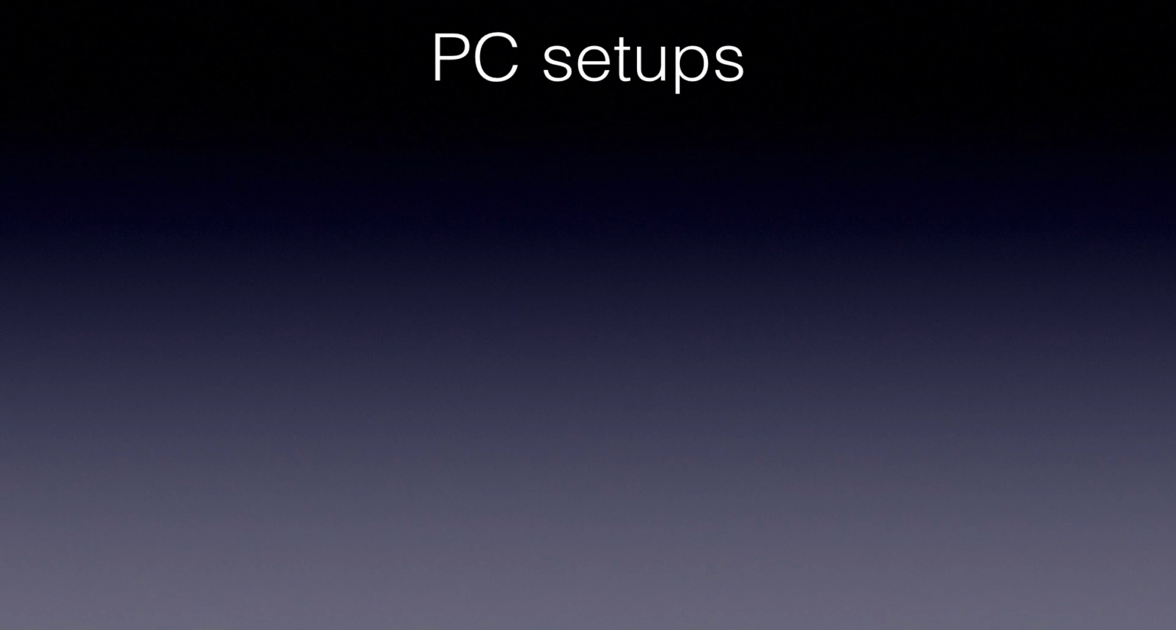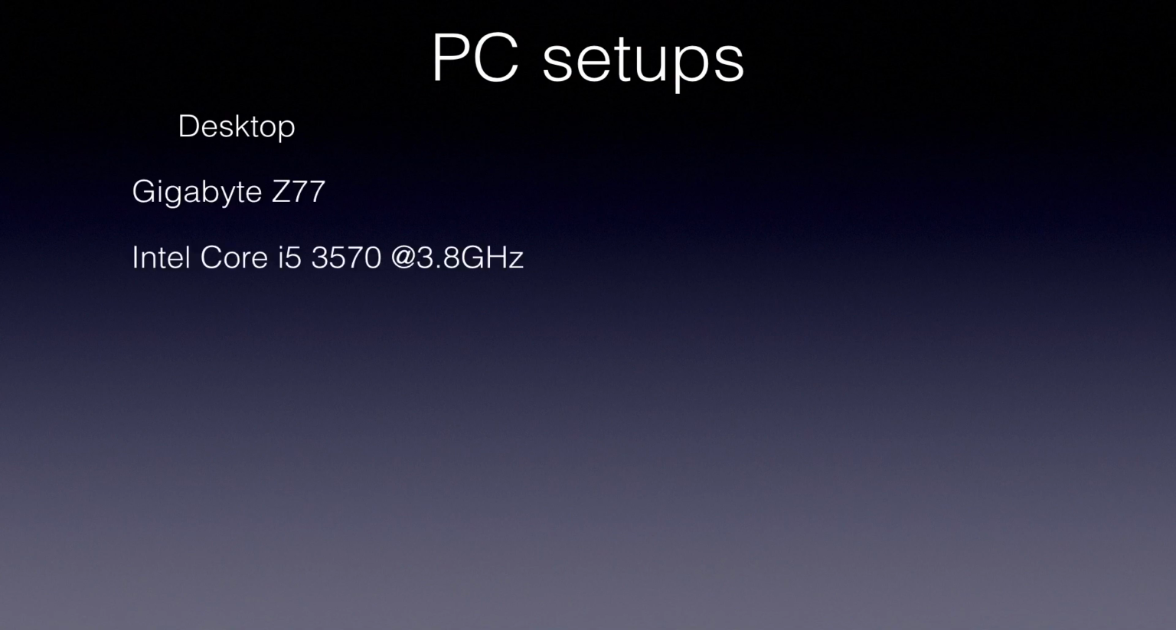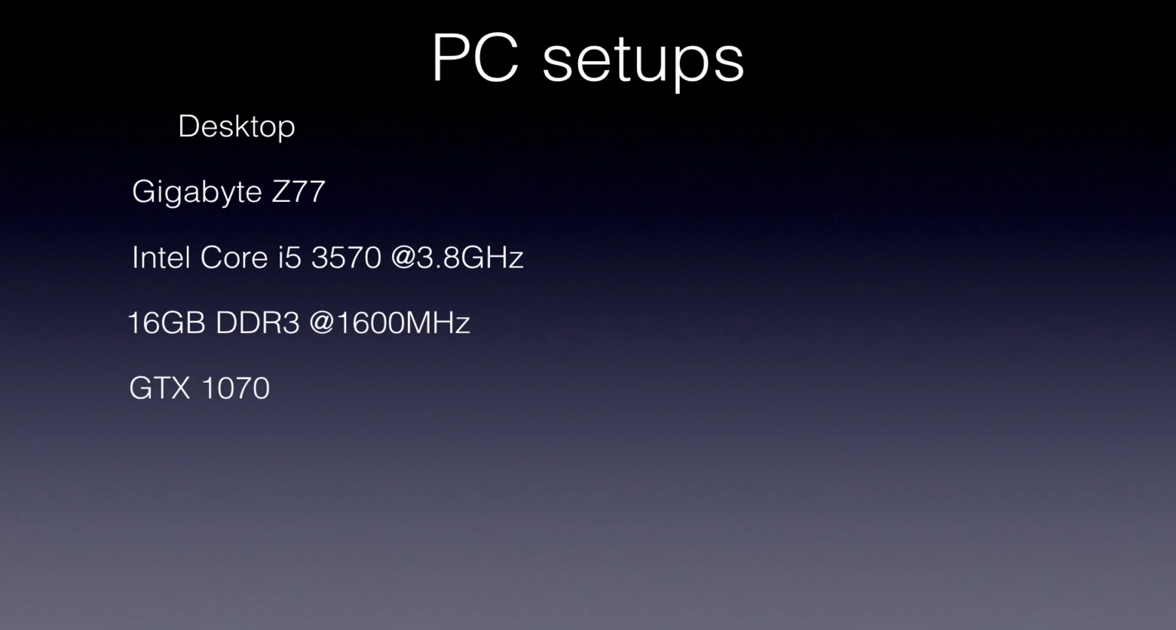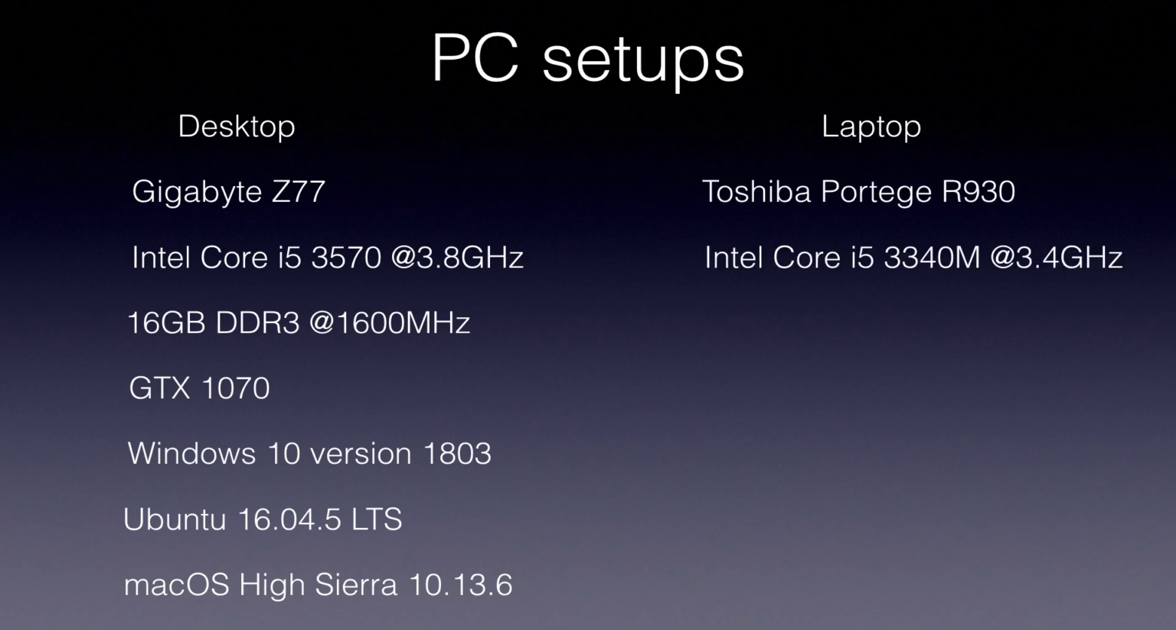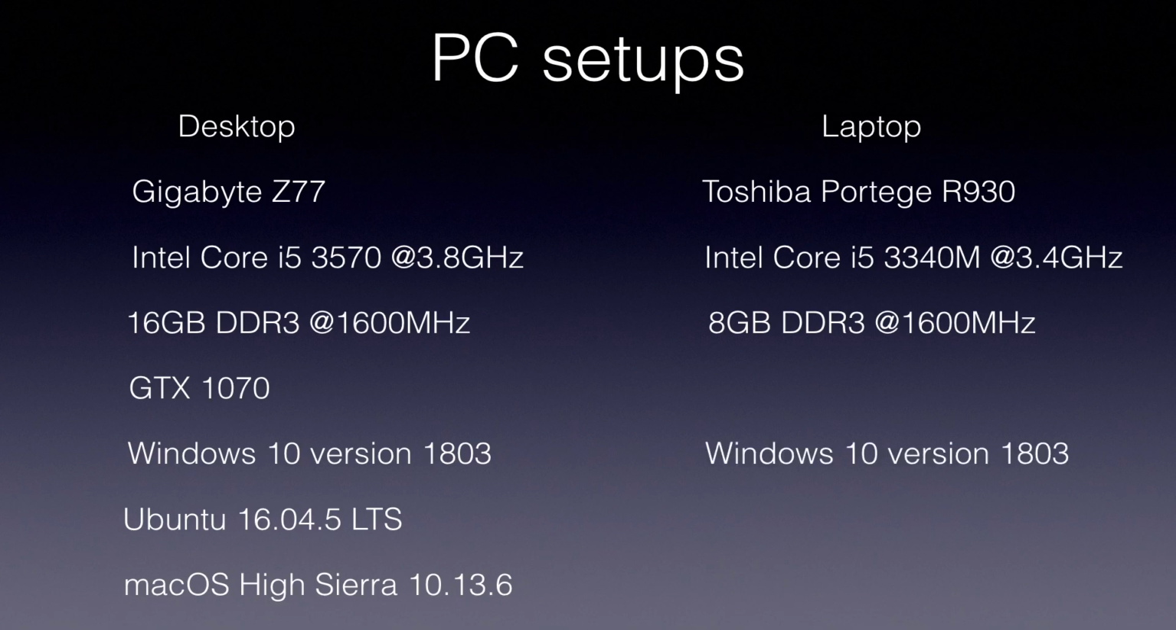So what types of environment and which test are we going to run today? To be clear, I'm using a desktop with a Gigabyte Z77 motherboard, CPU Intel Core i5-3570, 16 gigs of DDR3 1600 MHz, and a GTX 1070. On this machine, I'm triple booting Windows 10 version 1803, Ubuntu 16.04.5 LTS, and macOS High Sierra 10.13.6. Alongside that, I'm also using a Toshiba Portege R930 with CPU Core i5-3340M, 8 gigs of DDR3 1600 MHz, on which I'm dual booting Windows 10 version 1803 and Manjaro KDE 18.0.